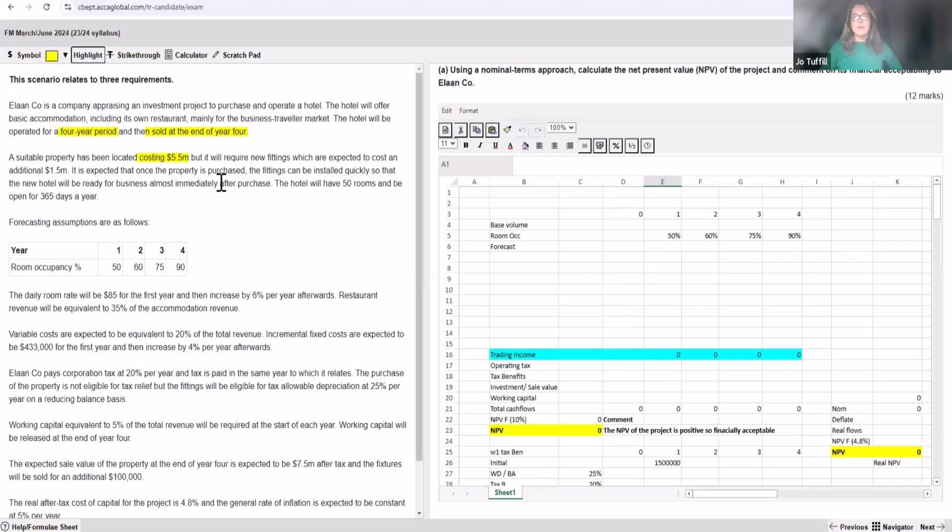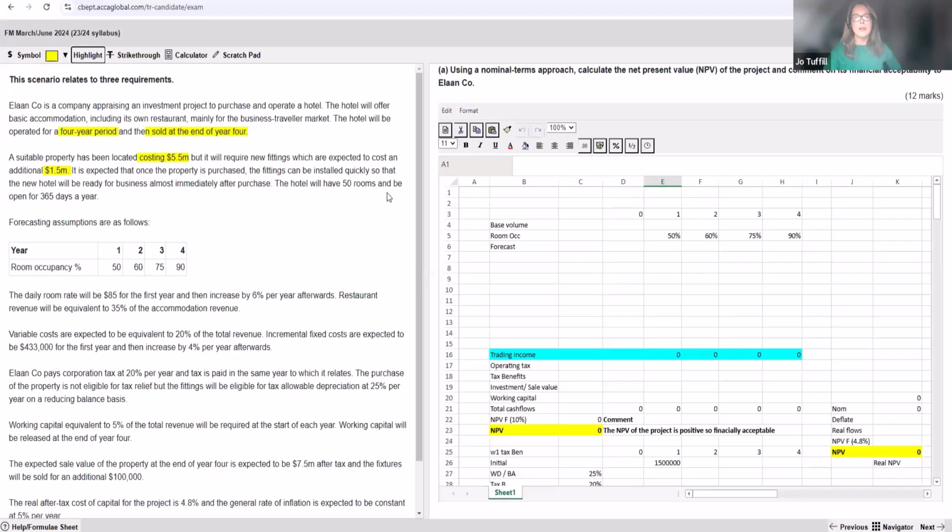It requires new fittings, which are expected to cost an additional 1.5 million. So therefore, we've got an initial investment going out of 5.5 plus 1.5. And in my head, hopefully, I can add that up and that makes 7. It's expected that once the property is purchased, the fittings can be installed quickly. So the new hotel will be ready for business immediately. So basically what they're saying is you're going to pay it out straight away.